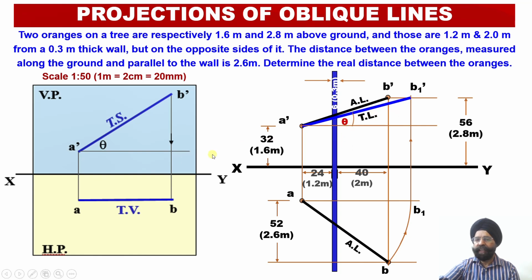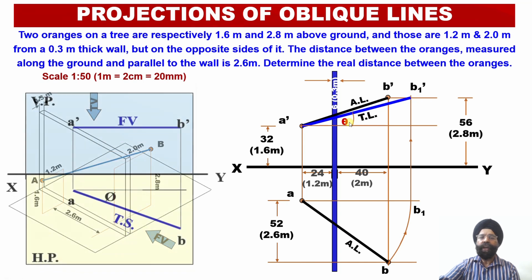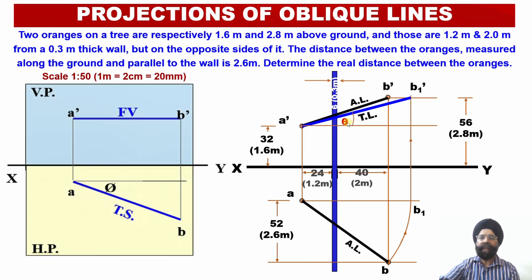Now having obtained this true length, we can evaluate the angle of inclination of the true length of this line with respect to the horizontal plane, and this angle will be marked as angle alpha over here. Now having evaluated the true length as well as the true inclination of this particular line in the front view, we want to evaluate the true length of the line in the plan.